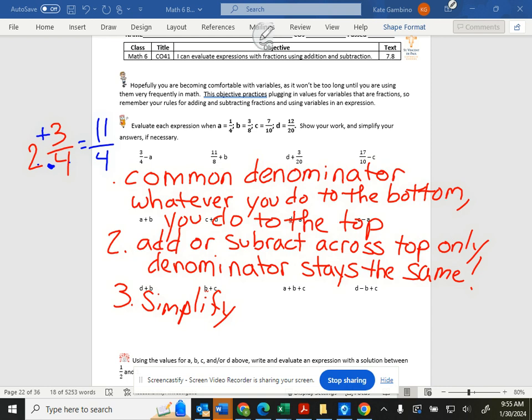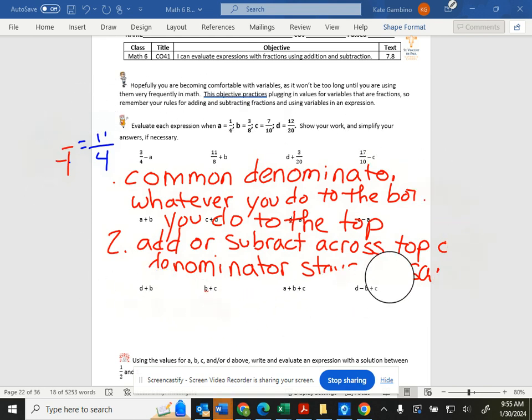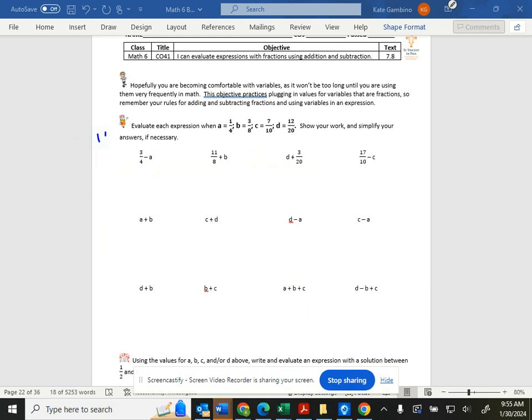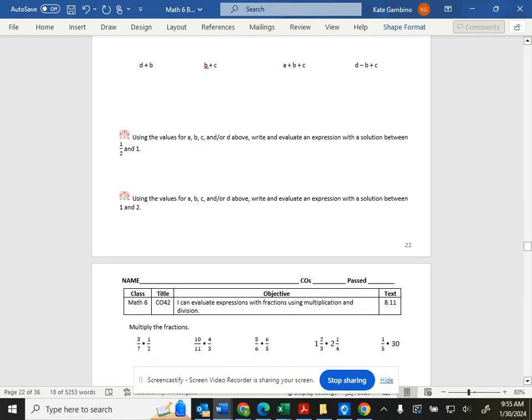Any questions about adding or subtracting fractions? If we have 3 sets of fractions, you need to find the common denominator for all 3 fractions. Adding or subtracting across the top only. Okay. Next objective.